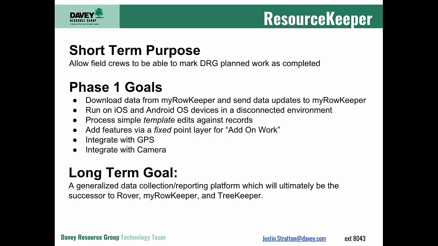You know, what the contractor experience needs to be is they're standing next to a tree that has work prescribed to it. After they finish the job, you just click the tree and mark it as complete. But we also need to be aware of the need to identify add-on work that might have been missed in the planning process. So we're going to have a very simple add feature for a point layer, which we're calling add-on work, that all ResourceKeepers will have available to them for this purpose.